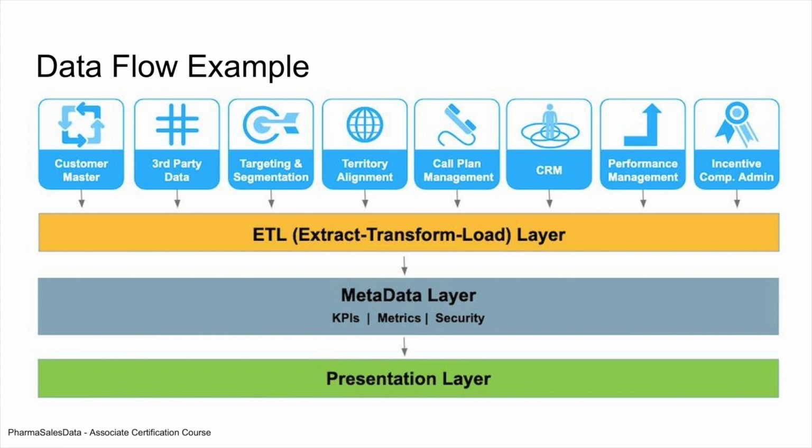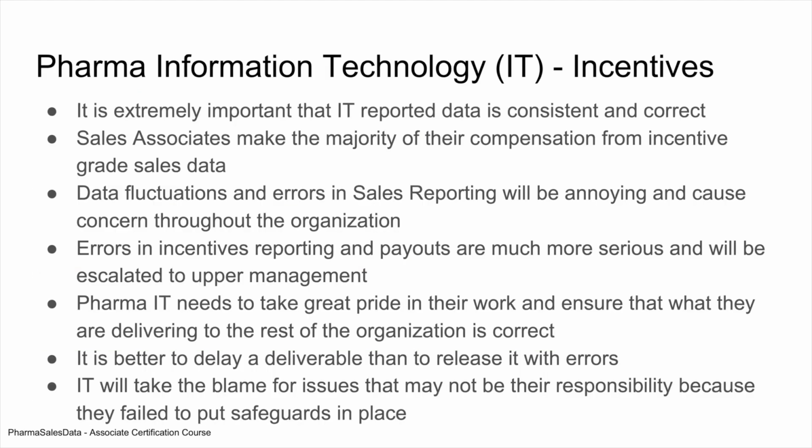And that's how IT works with collecting the data, bringing it in, and putting it in a simplified fashion so that the business teams can consume the data. Pharma information technology, as far as incentives goes, it is extremely important that IT reported data is consistent and correct. An associate will make the majority of their compensation from incentive grade data. So data fluctuations and errors in sales reporting will be annoying and cause a lot of concern throughout the organization.